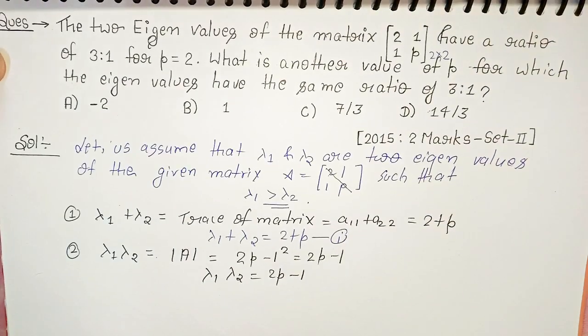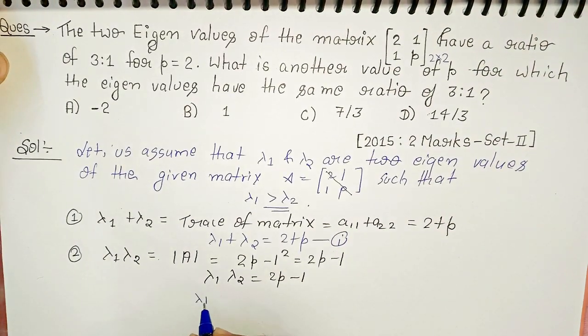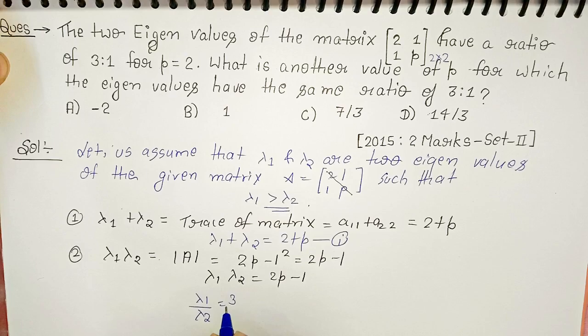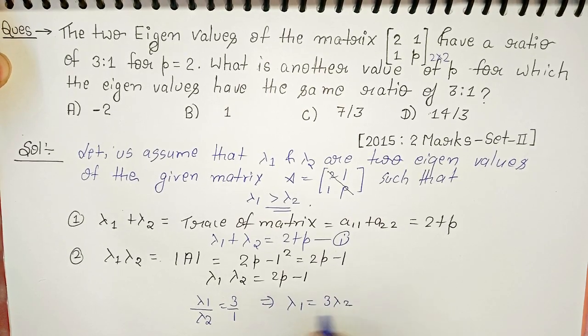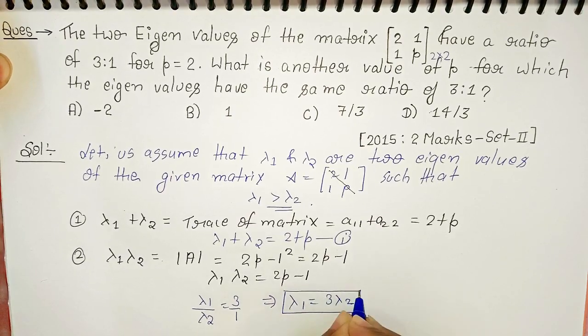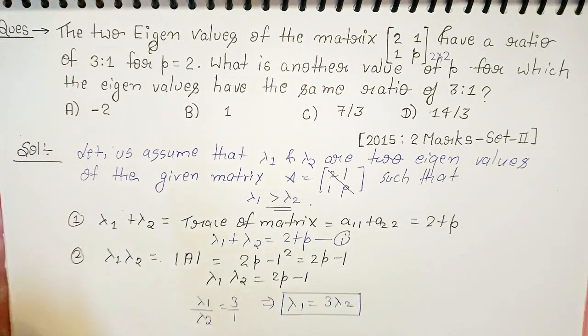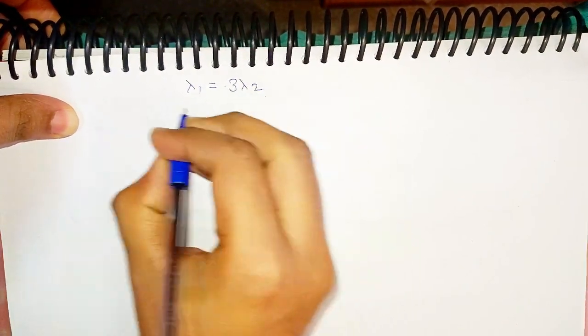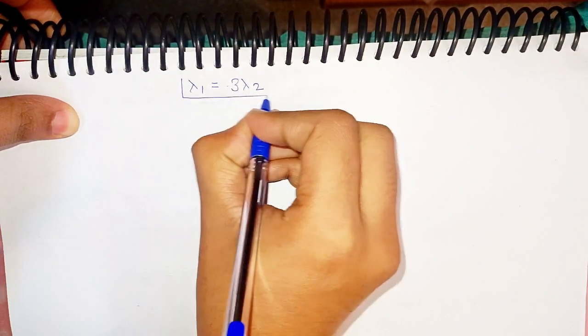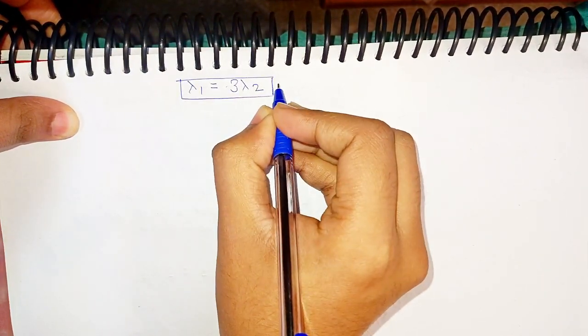Now it is further mentioned in the question that the ratio of the bigger by smaller eigenvalue is 3 by 1. So from here you can say that lambda 1 is 3 times lambda 2. Crystal clear? Now we have lambda 1 is equal to 3 times lambda 2. So we will substitute this value of lambda 1 in both the equations.